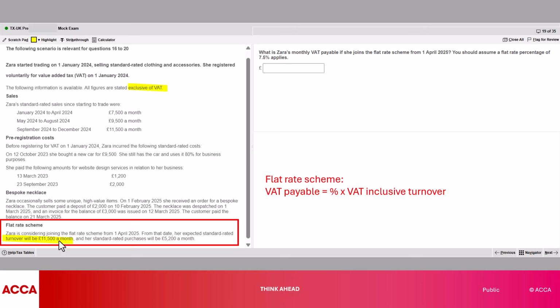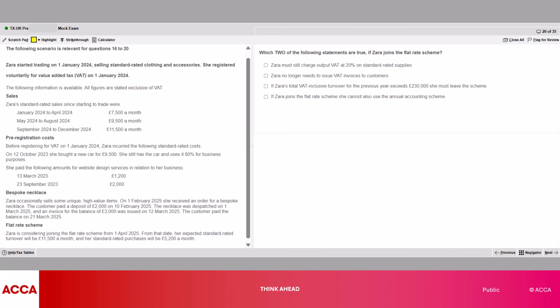And the turnover we've got is 11,500. As we said before, all of these figures are exclusive of VAT. So we need to add VAT to that turnover figure at 20% and then multiply it by 7.5%. Ignoring the purchases. So 7.5% of the VAT inclusive turnover is instead of doing output VAT less input VAT. And the answer then, 1,035.